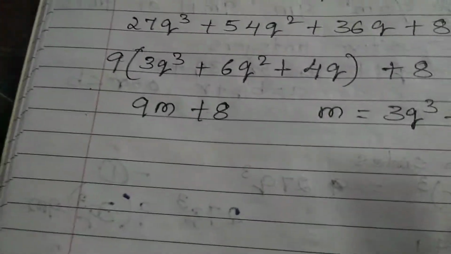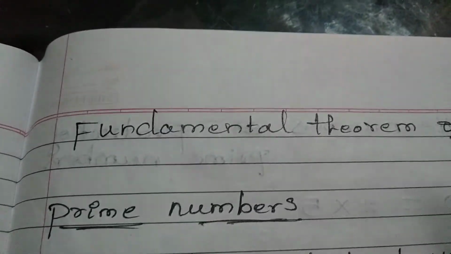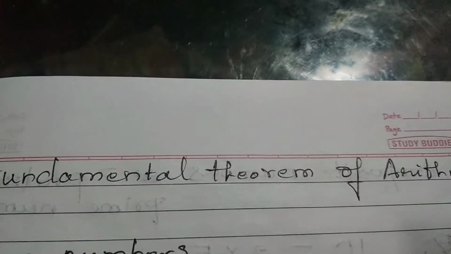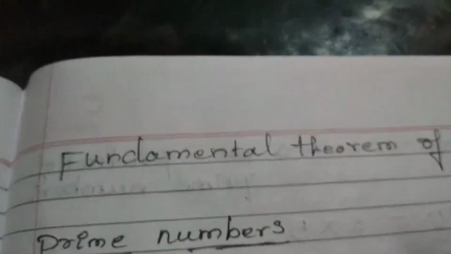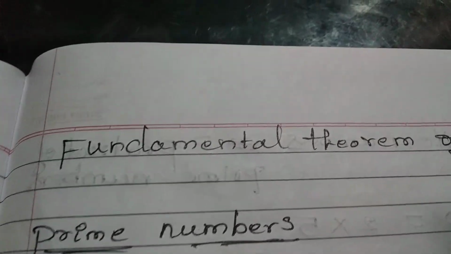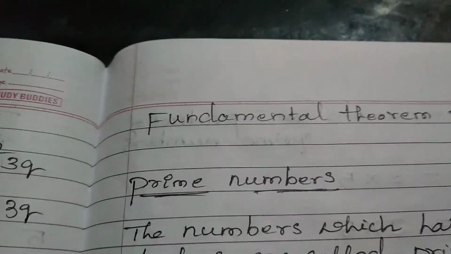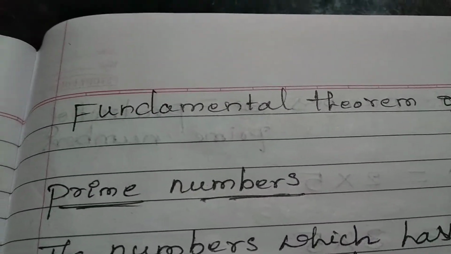Next we'll go to the next concept, that is the fundamental theorem of arithmetic. Children, these are very important. Till now we have found the HCF of two numbers using Euclid division algorithm.